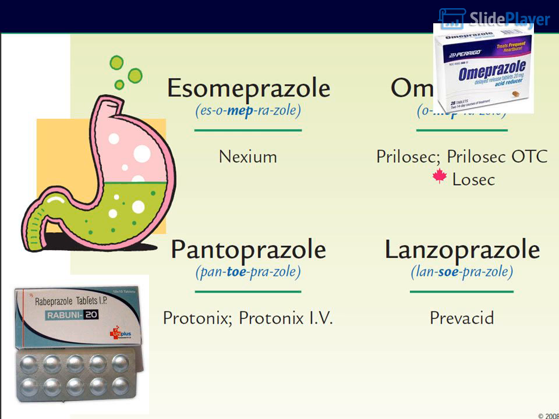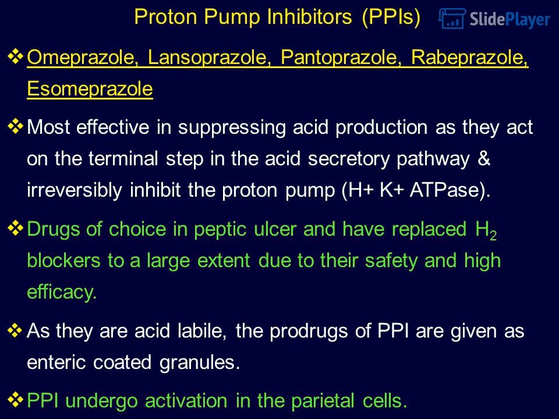Proton pump inhibitors, PPIs. Omeprazole, lansoprazole, pantoprazole, rabeprazole, esomeprazole. Most effective in suppressing acid production as they act on the terminal step in the acid secretory pathway and irreversibly inhibit the proton pump, H+/K+ ATPase.